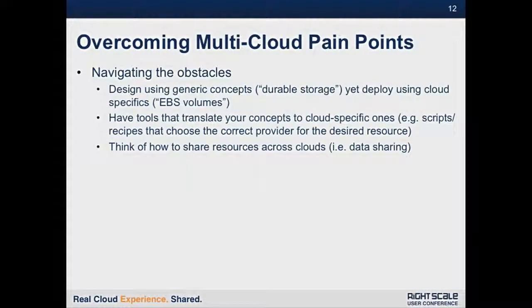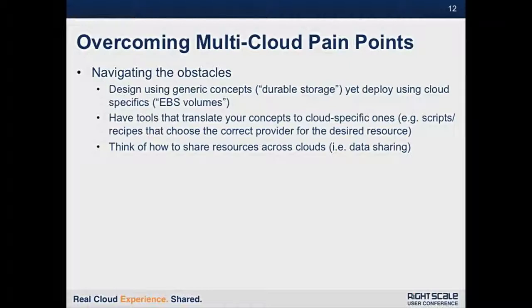So what we always recommend to customers is design your architecture using generic concepts. For example, I need durable storage. That's a generic concept. But when it comes time to deploy it in a cloud, use a cloud specific. For example, EBS volumes is my durable storage if I'm in EC2. Maybe if I'm in Rackspace, it might mean the local disk or something like that. Whatever it means, you need to be able to think generically and implement specifically.